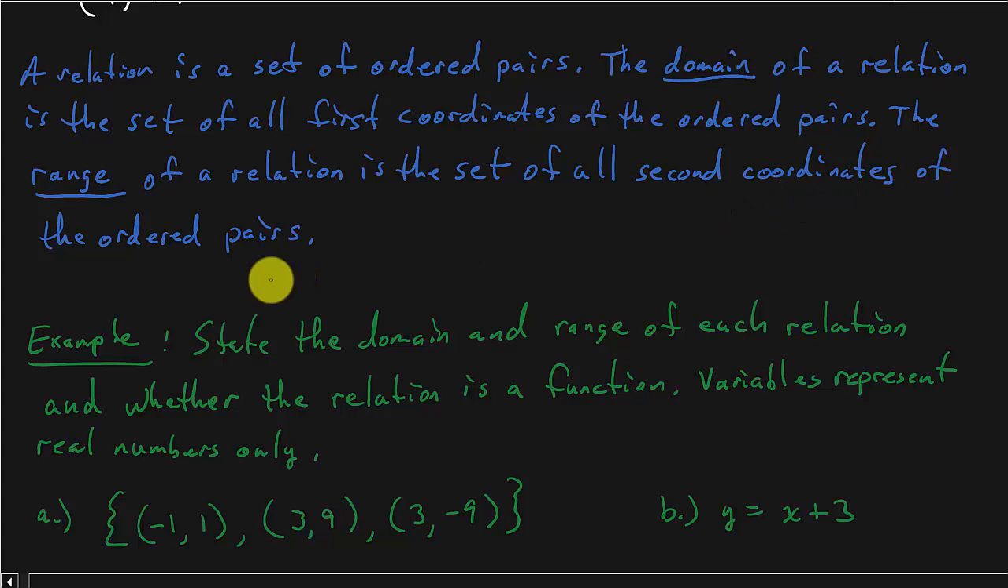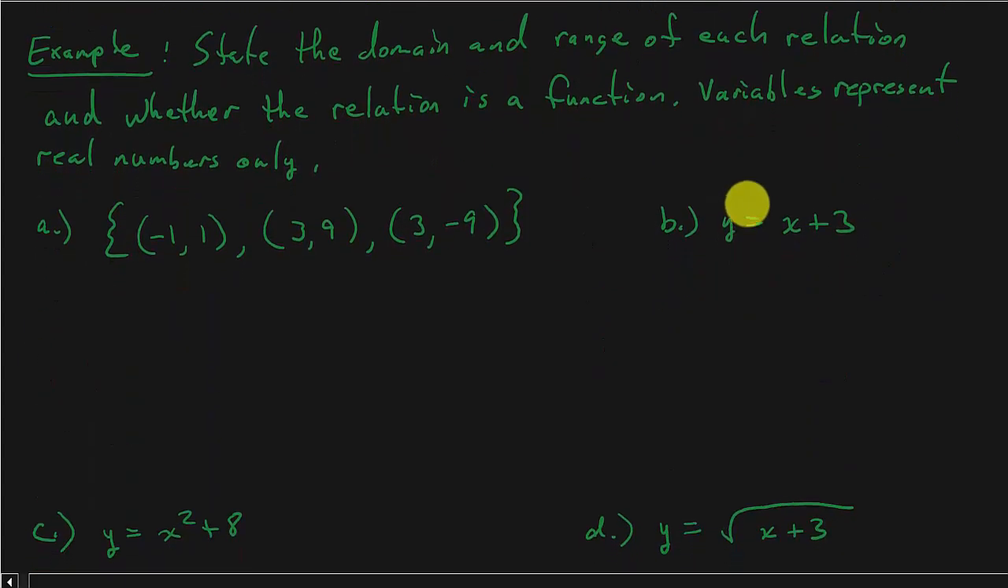All right. Now, we've got some examples here. State the domain and range of each relation and whether the relation is a function. Variables represent real numbers only.